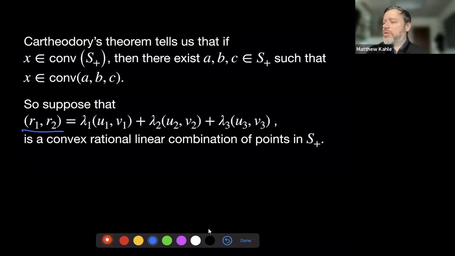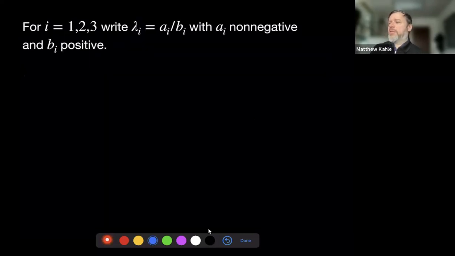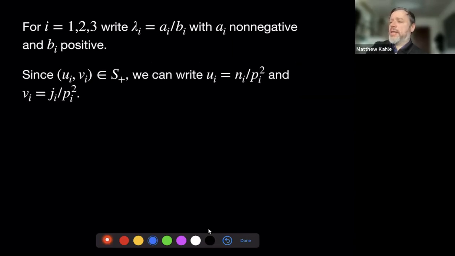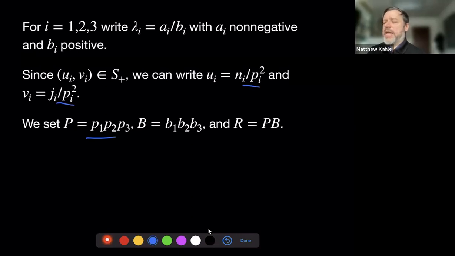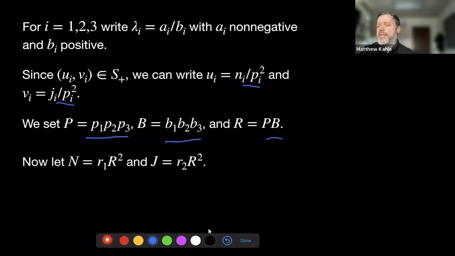And so lambda 1, lambda 2, lambda 3 are rational. (U1, V1), (U2, V2), and (U3, V3) are all points that are either SK or (0, 0) or (1, 0). So then you write these as fractions of integers. And then because these are from the set S plus, we can write them as fractions of integers where we even know a little more. And then we write down these giant integers that are so big that these are also integers. They might not be because R1 is rational and R2 is rational, but we've made R so big that it clears all the denominators.